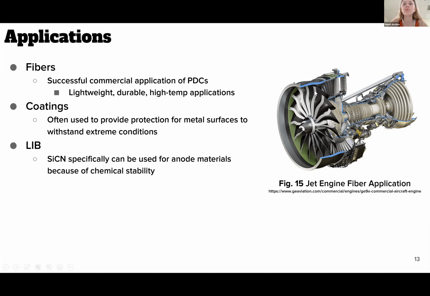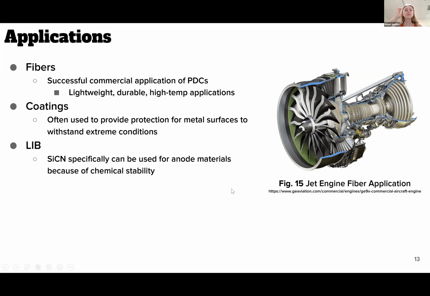So for example, the blades here of the jet are going to need to be able to withstand some pretty high temperatures because of the speed and the temperature that they're going to be working at. So a lot of times these can be reinforced by fibers or by other methods of PDCs. And then coatings are often used to provide protection for surfaces, which will allow them to withstand extreme conditions. So similarly to what we talked about here.